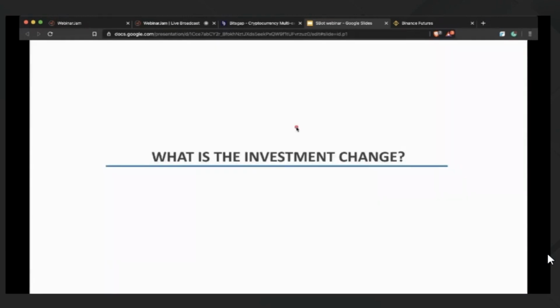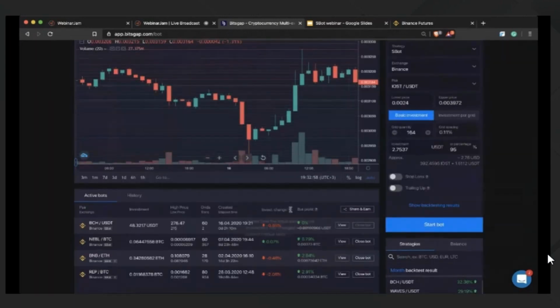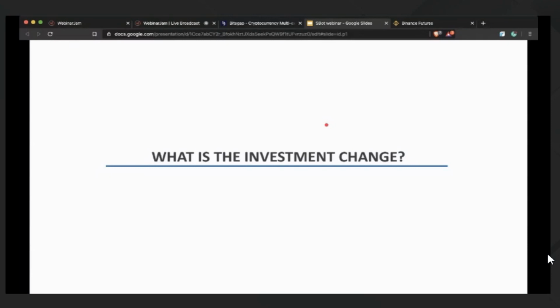So what is the investment change? Many ask what this is all about. And just to show you, investment change is displayed right here. Many ask what this is all about and how it is calculated. Sometimes for some it can be kind of misleading. So let me tell you what this is all about.